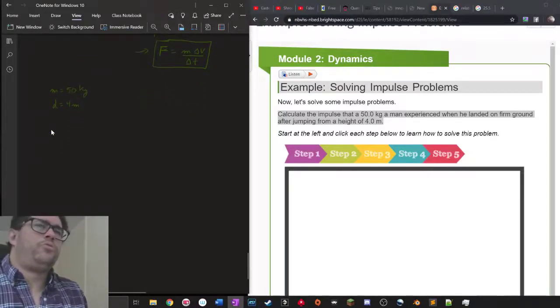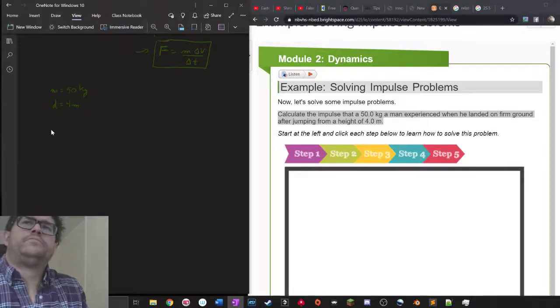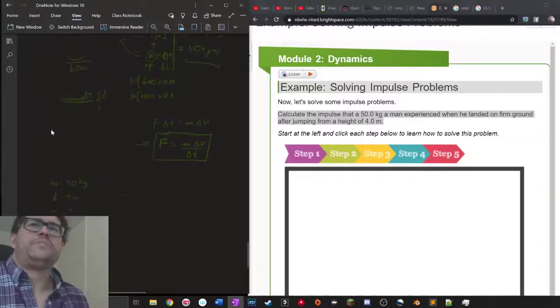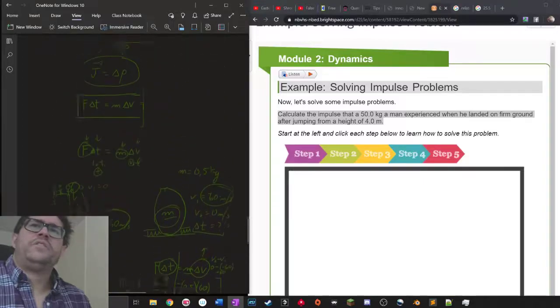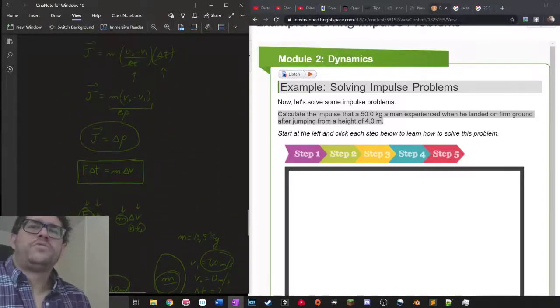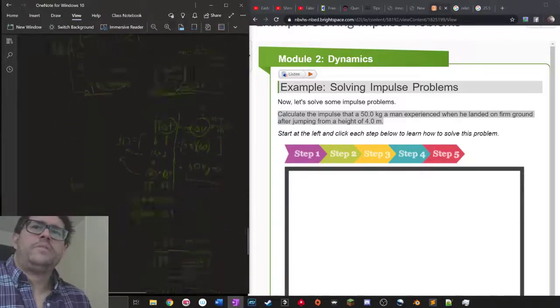He lands on firm ground, which means not much time. What do we want? Impulse. Calculate the impulse, J. So this is my favorite stuff. Start with J. J is what? Go back up and look it up. J is the difference, Ft, but it's also mv, and it's also delta P. So J will be delta P.